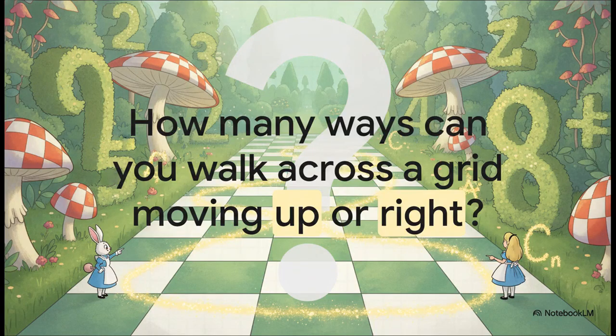Okay, so picture this. You're standing in the corner of, let's say, a checkerboard garden. You've got to get to the opposite corner, but here are the rules. You can only take steps to the right or steps going up. That's it. Seems simple enough, right? Let's say we're on a 5x5 grid. How many different paths could you possibly take?